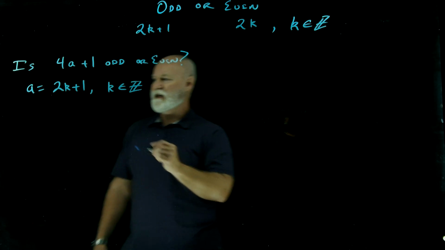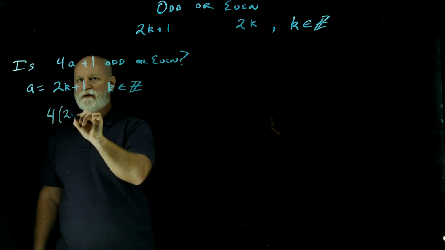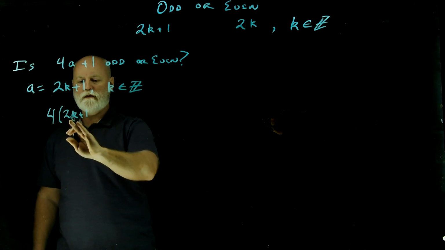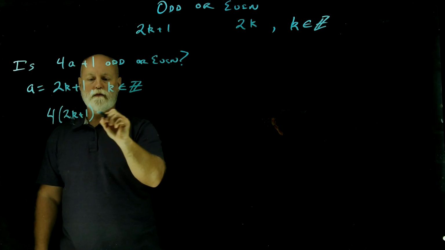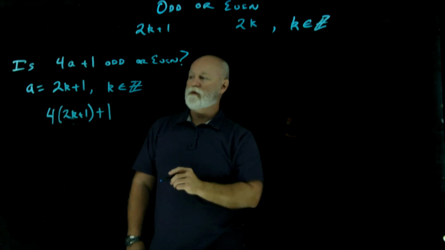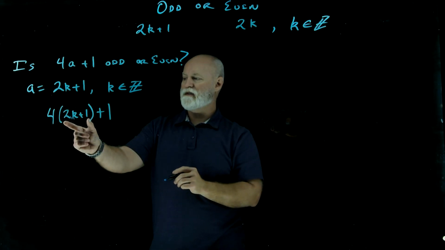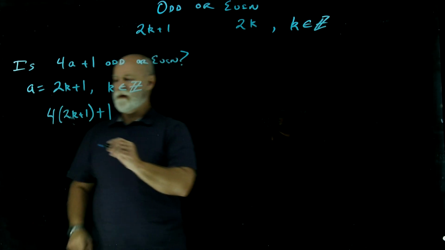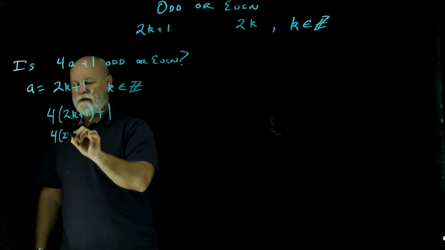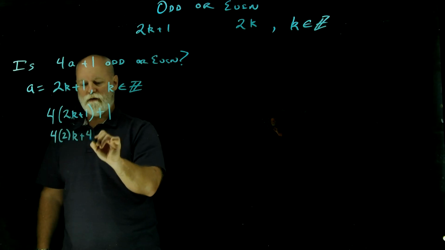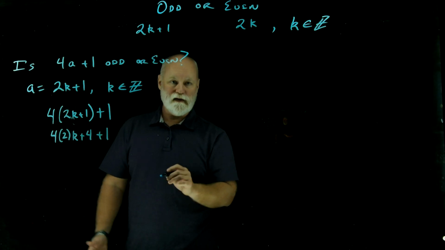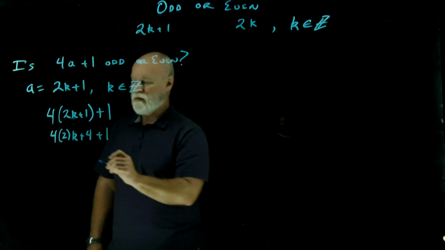Well, if that's the case, then we have 4 times 2k plus 1, plus 1. Right? So we replaced a with an odd number, something that we verifiably know is going to always be odd. Now what do we do? Well, we get 4 times 2 times k plus 4 plus 1. And I'm kind of overworking it here a little bit. But it's going to be okay.